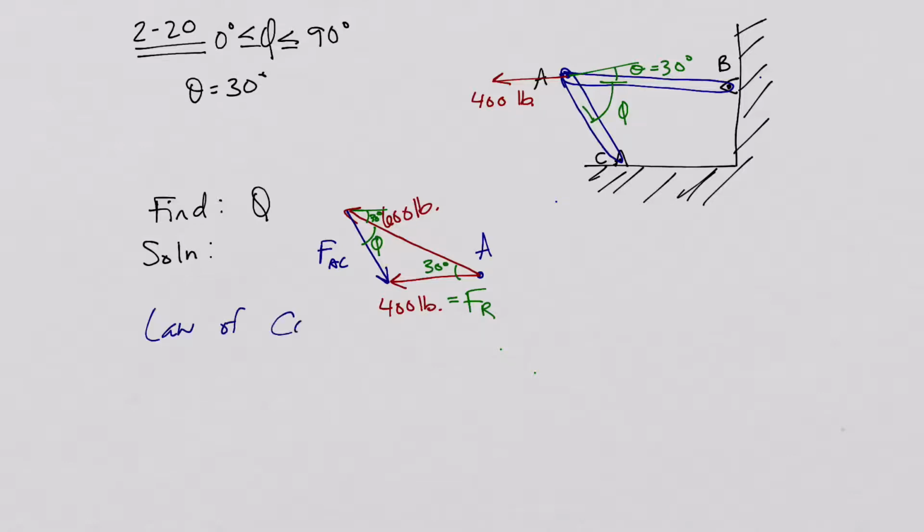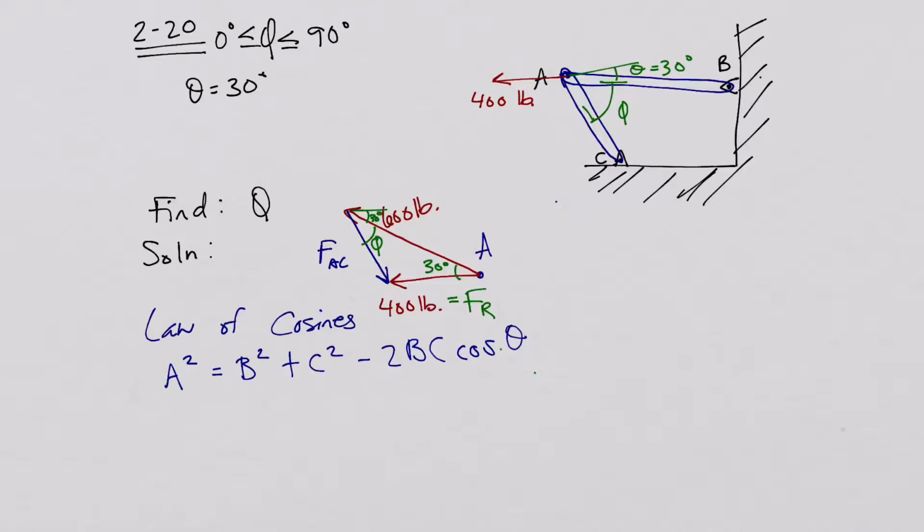Law of cosines, and this is what I'd said in class that you'll probably need to review, but basically it's a squared equals b squared plus c squared minus 2bc cosine of the angle in between b and c.